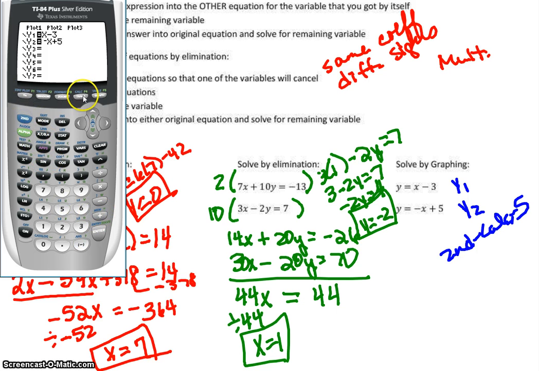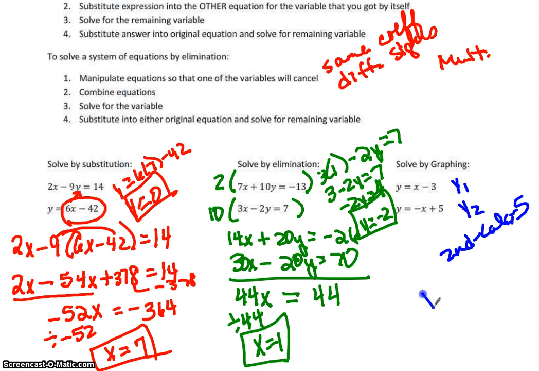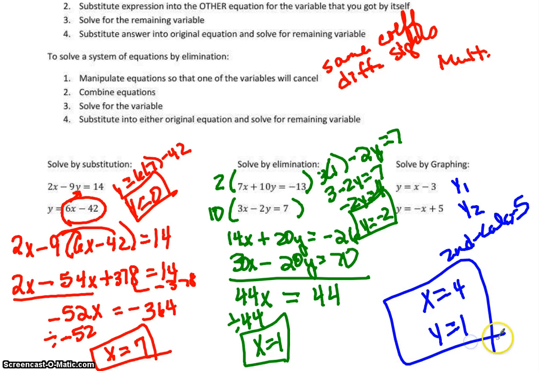And we're going to go second calc. We're going to go to number 5. We're going to let it draw. When it finishes drawing, we're going to go enter, enter, enter. And we discover that x equals 4 and y equals 1. X equals 4, y equals 1, and you're done. All right, going to the next page.